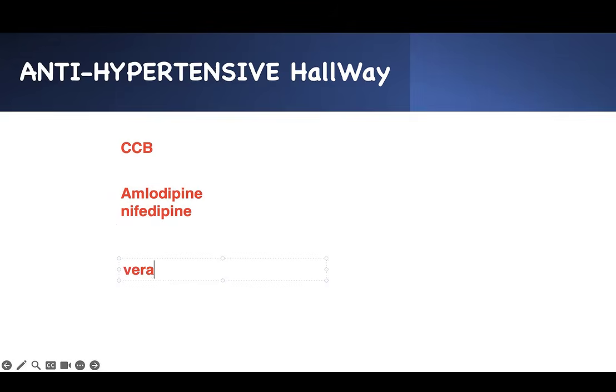These are the non-dihydropyridines. I call them the non-dipines. Verapamil. If I were you, I would know this one. Diltiazem and Verapamil. If you don't see those, that means they will give you the dipines, the classic calcium channel blockers. But if it's not a non-dipine, no Verapamil and Diltiazem.